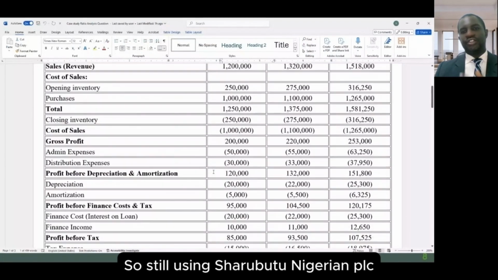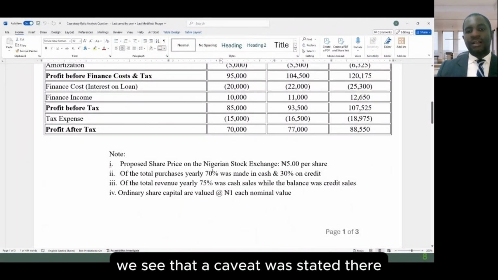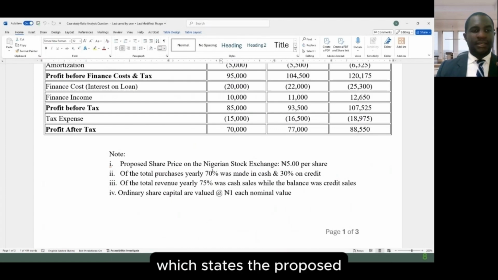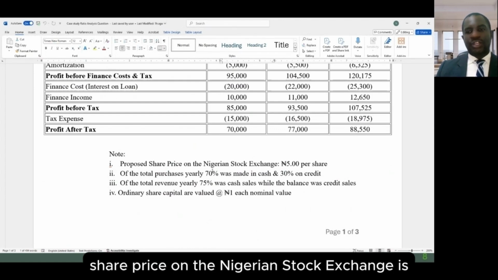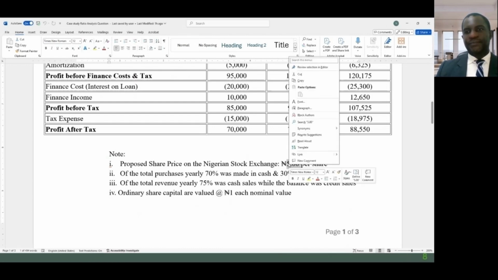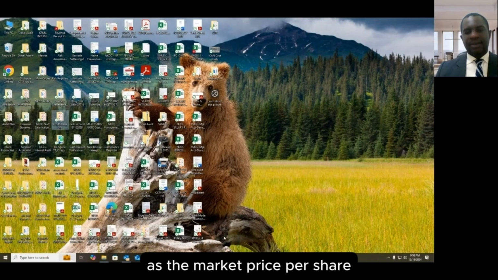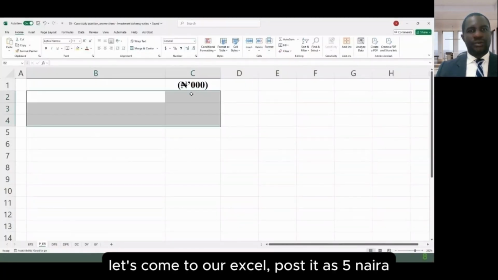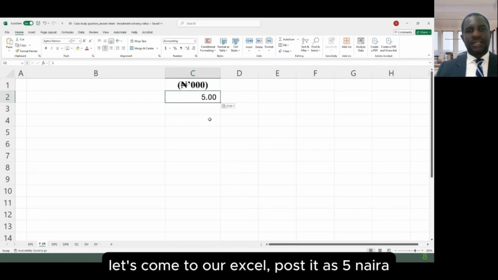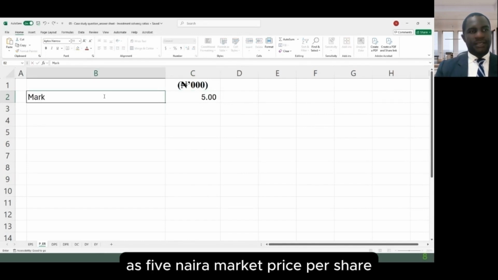Still using Shallow Nigerian PLC, from our note information, we see that a caveat was stated there, which states the proposed share price on the Nigerian Stock Exchange is 5 naira per share. So let's take that 5 naira as the market price per share. Let's come to our Excel and post it as 5 naira. So we have it as 5 naira market price per share.